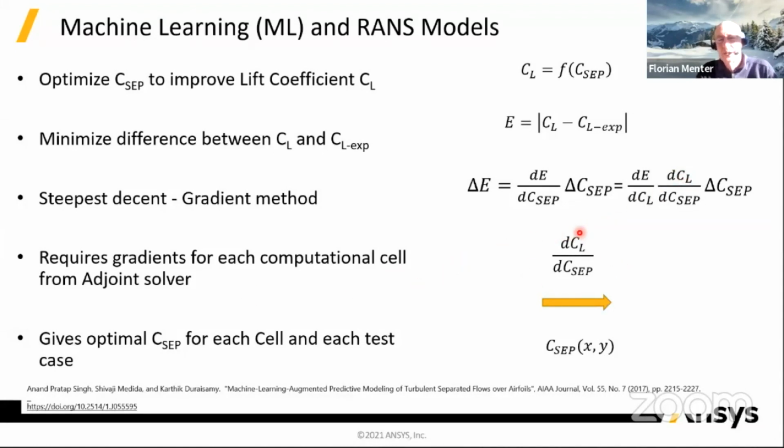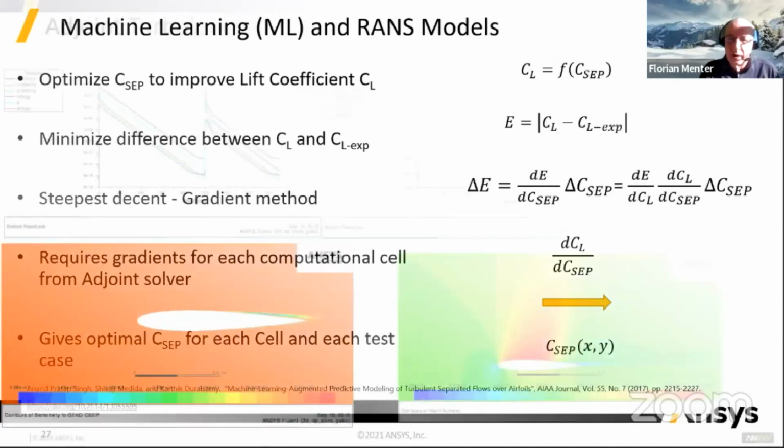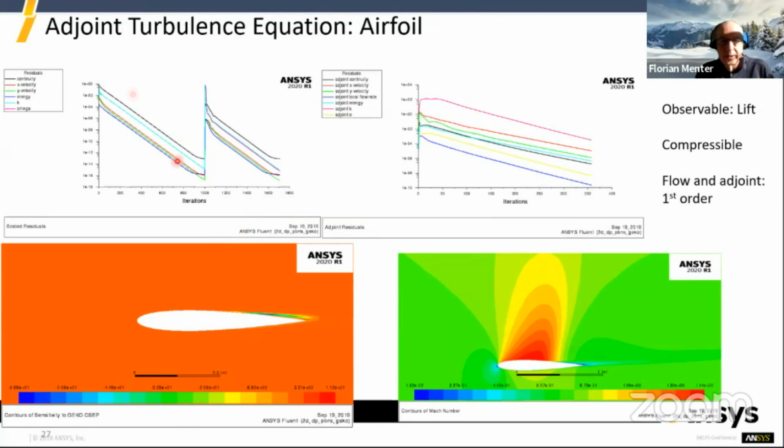And for that, you need an adjoint solver. My colleagues have implemented an adjoint solver for the GEKO model in Fluent, and the solver can predict exactly that gradient. Then, of course, you can use a gradient method or conjugate gradient method and go down the slope and find the minimum. And then you get a CSEP distribution for that application, for that wing or airfoil at those conditions. And that looks something like this. Here you can see the solver convergence and the adjoint solver convergence and the flow field, with a shock wave, and you see the CSEP field.